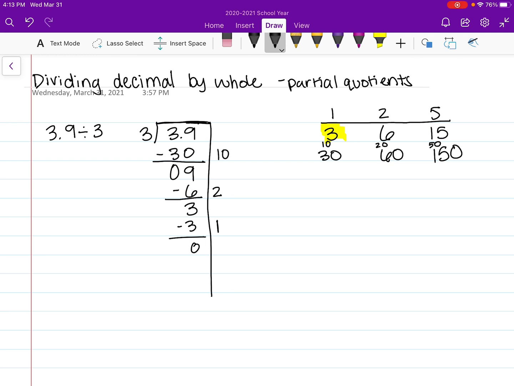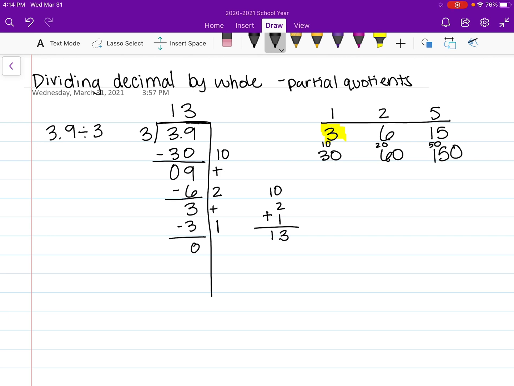So now for my answer, I need to add up how many groups of 3 I took away. So I will do 10 plus 2 plus 1. We start by adding the 1, so 0 plus 2 plus 1 is 3. And then 1 plus nothing is 1. So I'm going to write 13 up here on my answer line.